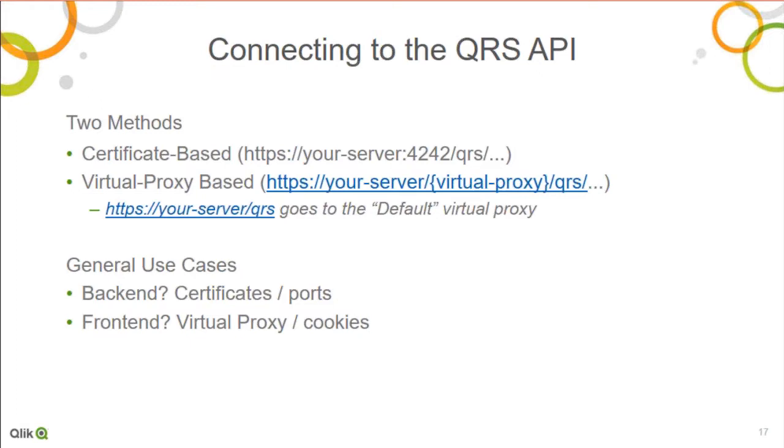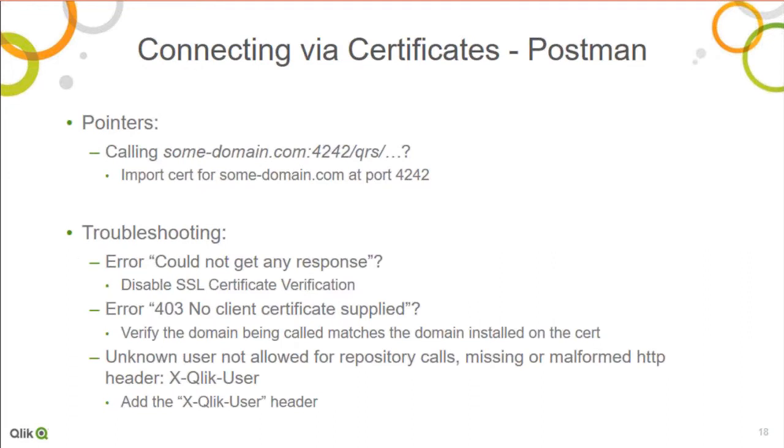The general use case for certificate-based authentication is when you're doing stuff in the backend, when you're behind the network and you can access the server directly on port 4242 and use certificates. If you're connecting via the front end, then you might use the virtual proxy and use cookies for sessions. So let's demonstrate how to connect via certificates in Postman.